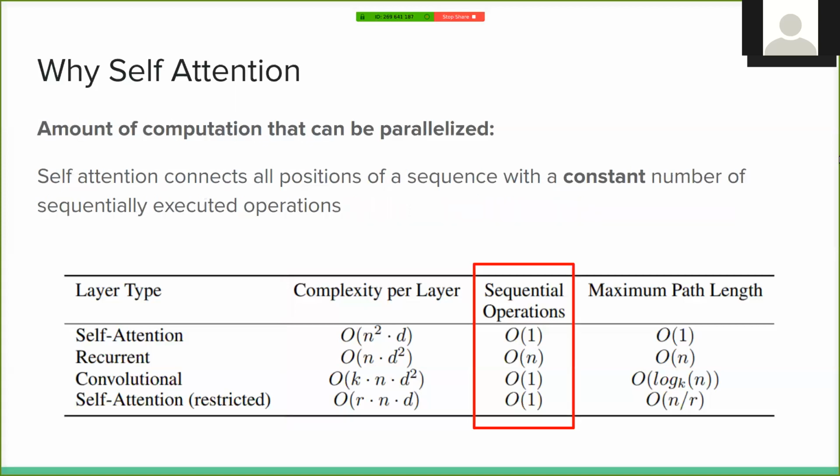Onto the amount of computation that can be parallelized. Well, self-attention connects all positions of a sequence with a constant number of sequentially executed operations. So we are getting rid of that aspect that the RNNs had, where it needed to go over a whole sequence to compute its representation. So that would be linear in the length of the sequence. Now this is over because self-attention uses a constant number of operations to do that. So that's a very strong advantage and one of the reasons why the model was efficient.